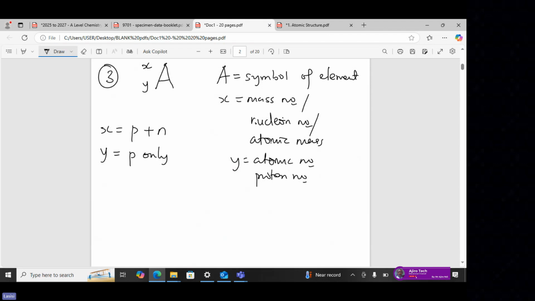Now, for a neutral atom, when the atom has not lost electron and hasn't gained electron, then Y is also the electron number. Do you agree? An atom is electrically neutral. What that means is the atom contains an equal number of protons and electrons, if it has not lost or gained any. Is that okay?